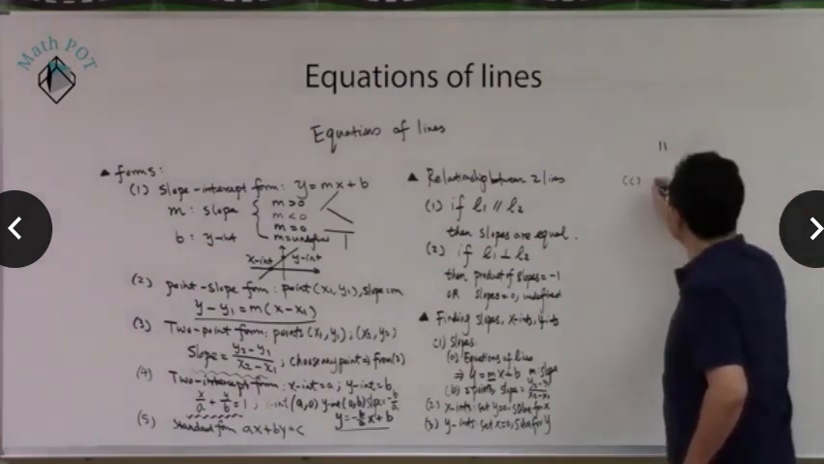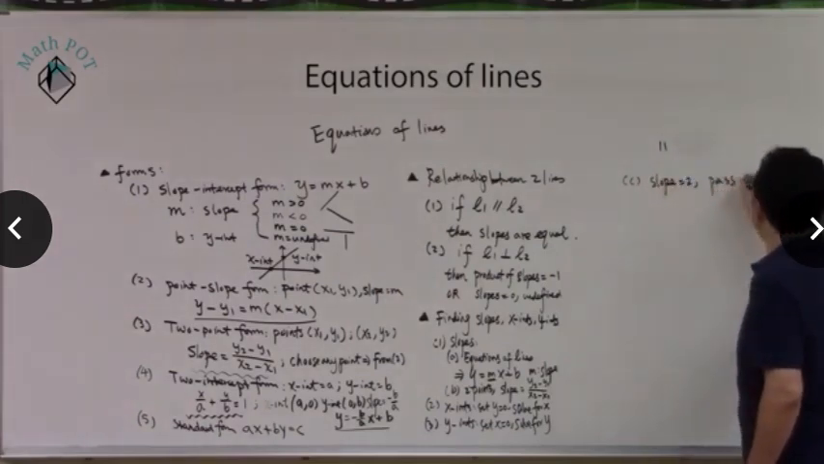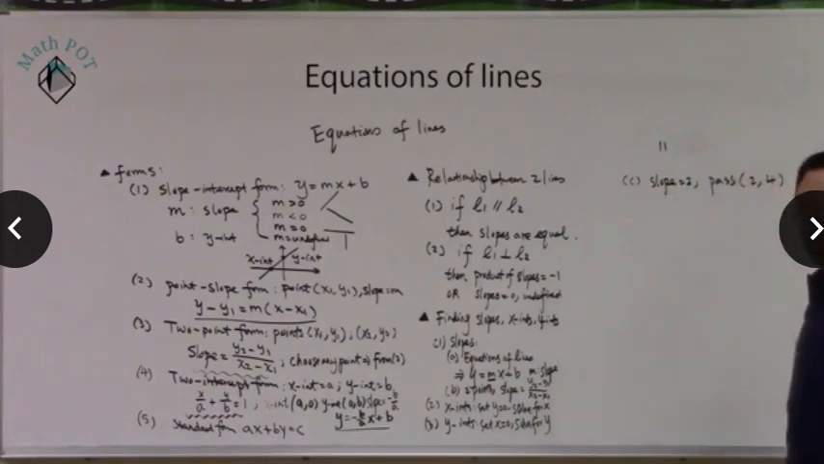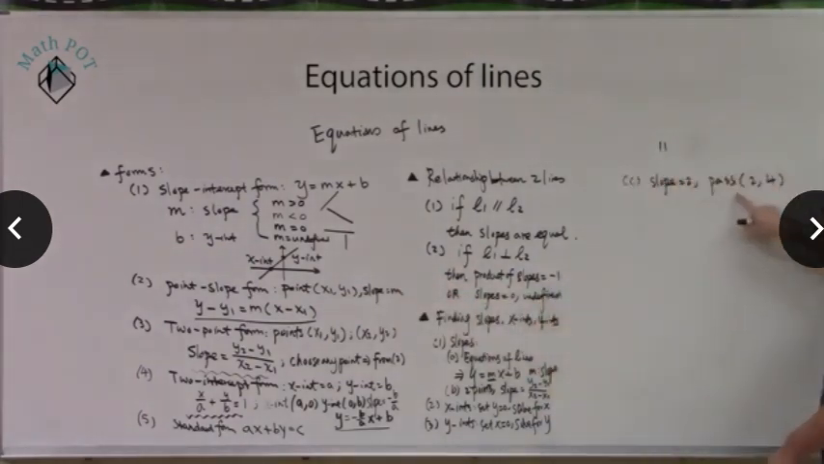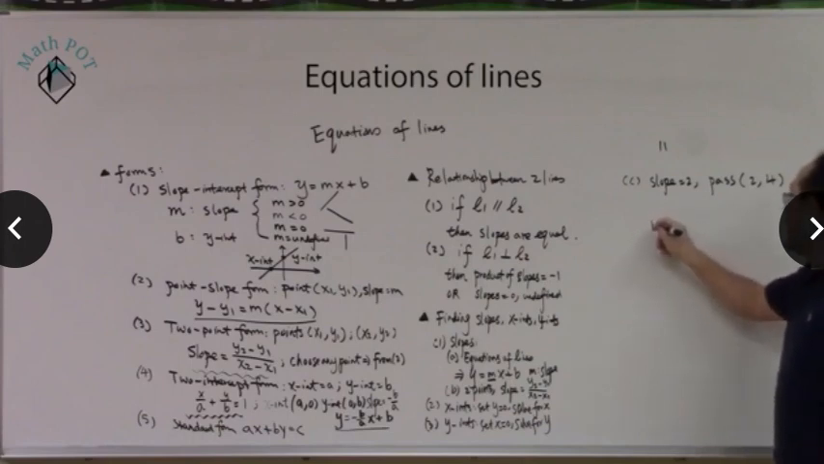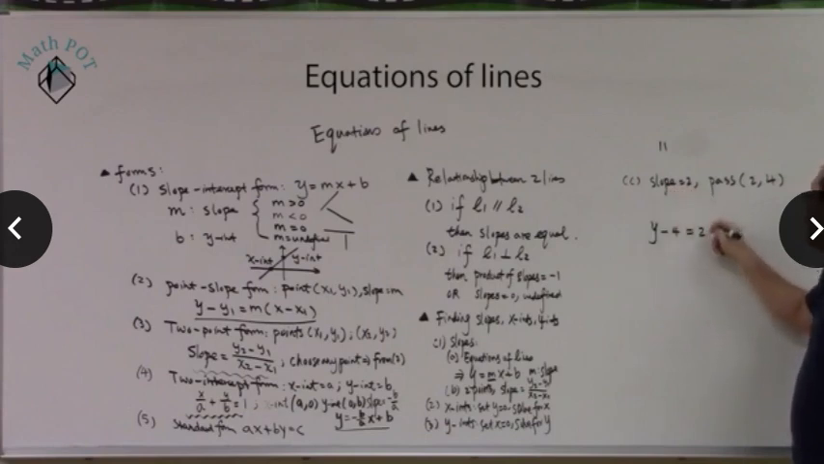Next, given the slope is 2, passing through the point (2, 4), let's see how to solve this one. Clearly, it's our second form. We know the slope and we know the point it passes through. We have the formula: y minus the y-coordinate equals the slope multiplied by x minus the x-coordinate.